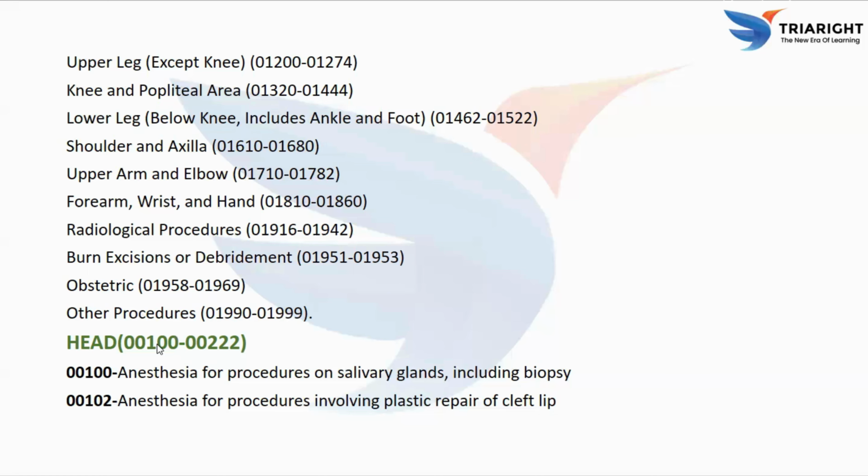Obstetric anesthesia. So these are used for labor and delivery as well as C-section anesthesia. Code ranges are from 01958 to 01969. And other procedures, which are used for miscellaneous or uncommon anesthesia services, are listed under categories 01990 to 01999. So next, let's discuss all these code ranges briefly.